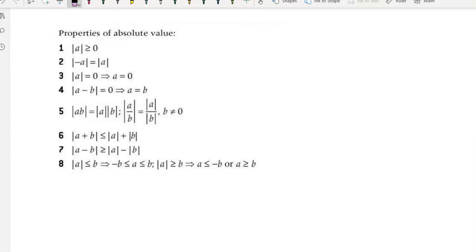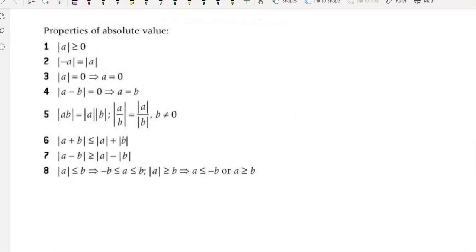So let's look at properties of absolute values. One of the most important things, in order for all of these properties to make sense, what you have to understand is that absolute value, and you probably already know this, is the distance away from zero.